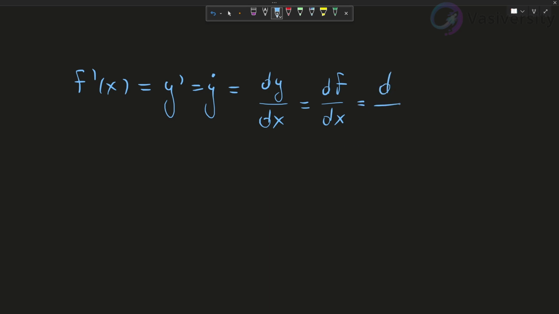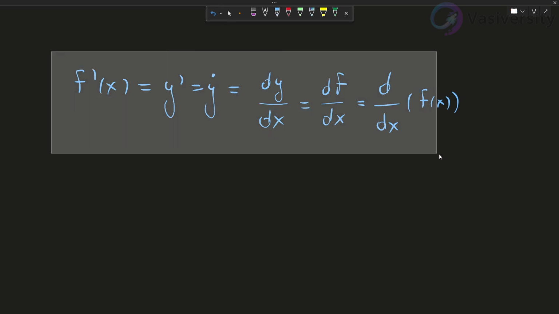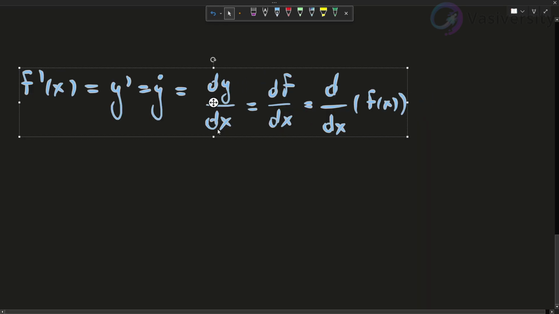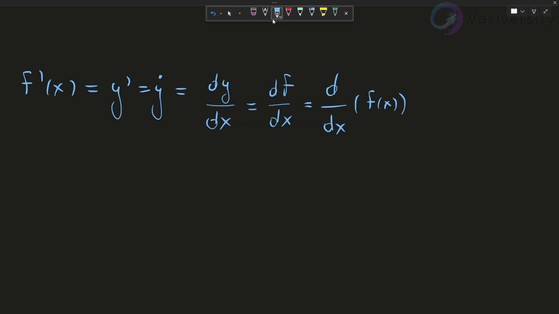So we treat this as an operator. This is an operator on f of x, right? Derivative is an operator. It's an operation. Mathematically, it's like addition and subtraction. We treat it as an operation. That's what's actually happening: we're performing an operation onto the function.